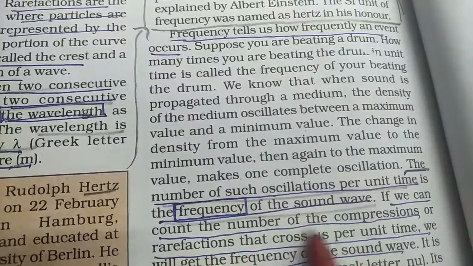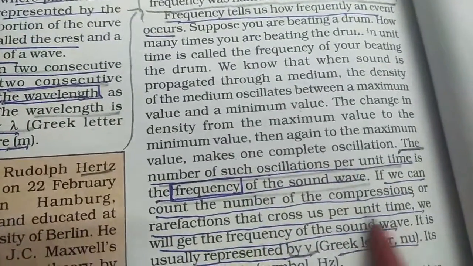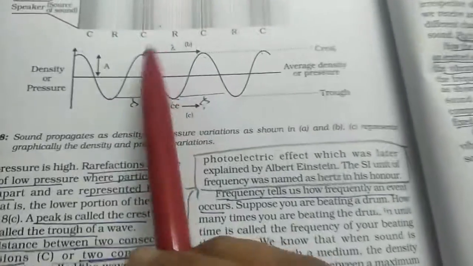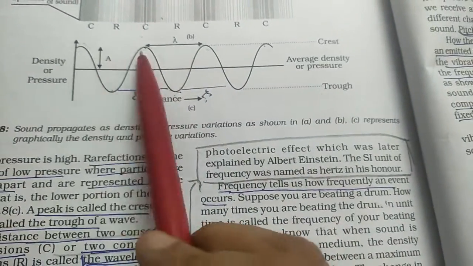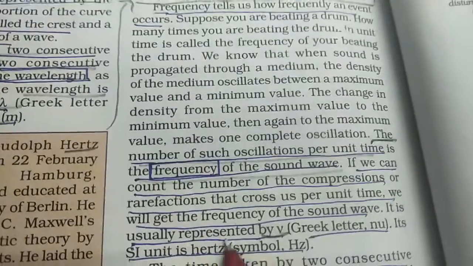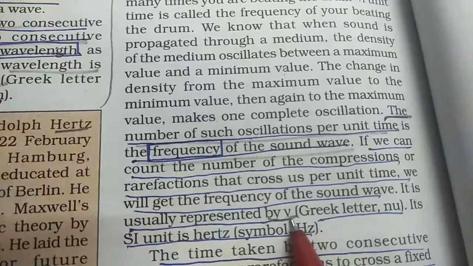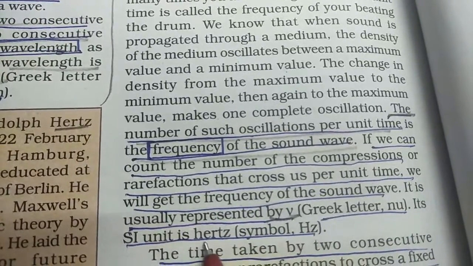Now we can count the number of compressions and rarefactions per unit time. You can decide the time and then count the number of rarefactions. Suppose this is 1, 2, 3, 4. Take a unit time and count this. That will give you the frequency. It is represented by the Greek letter nu, and its SI unit is hertz.